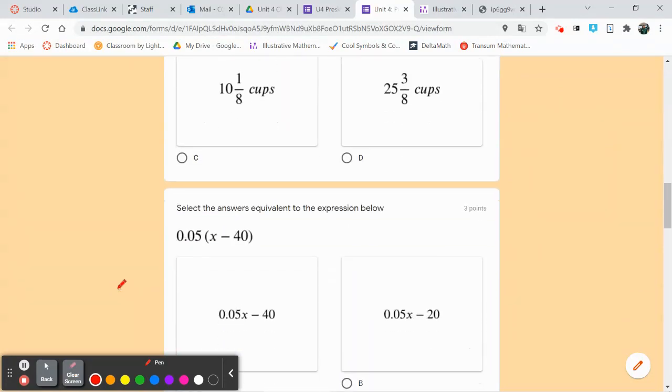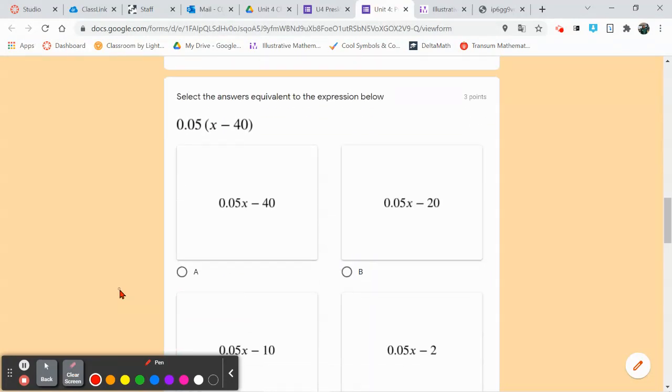All right, next question. Select the answers equivalent to the expression below. All right, let's write this down. This is the distributive property. 0.05 times the group x minus 40. Parentheses mean multiply. When you have a number that is next to parentheses, there's no addition, no subtraction, nothing in between, that means multiplication. And you must multiply it to everything inside the parentheses.